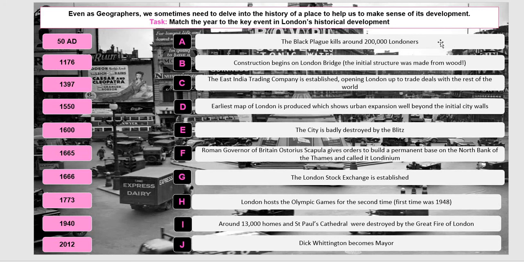So we've got things like the Black Plague and how many people it killed, and the city being badly destroyed by the Blitz in the Second World War. So you should be able to slot those in quite nicely. I think it's quite an interesting thing to do, to just have a little bit of a poke around on the internet and find out a little bit more about London as a city. Just the Wikipedia page has got some really interesting maps that date back hundreds of years, and then ideas from thousands of years ago, even from the time of the Roman Empire. And it just really shows how London has grown up over time. So do have a little bit of a look at that on the internet.